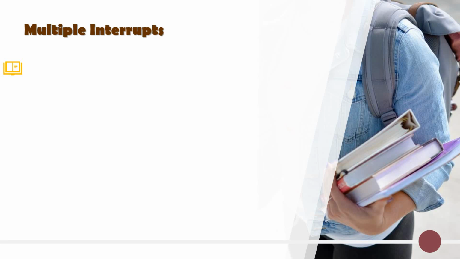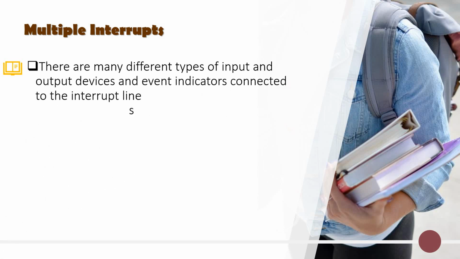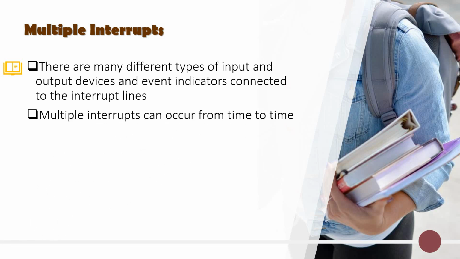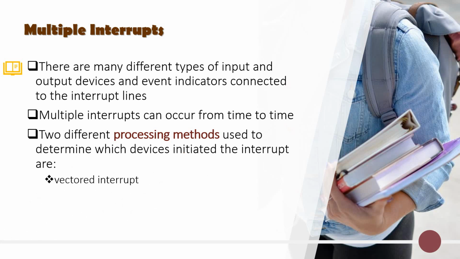Multiple interrupts. There are many different types of input and output devices and event indicators connected to the interrupt lines. Multiple interrupts can occur from time to time. Two different processing methods used to determine which devices initiated the interrupt are vectored interrupt and polling.